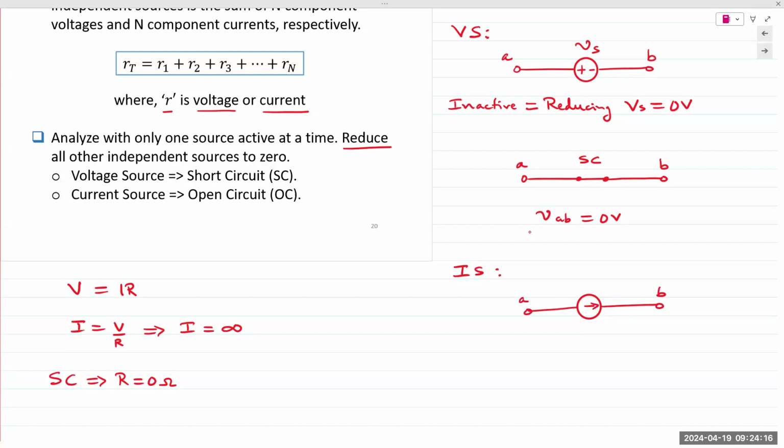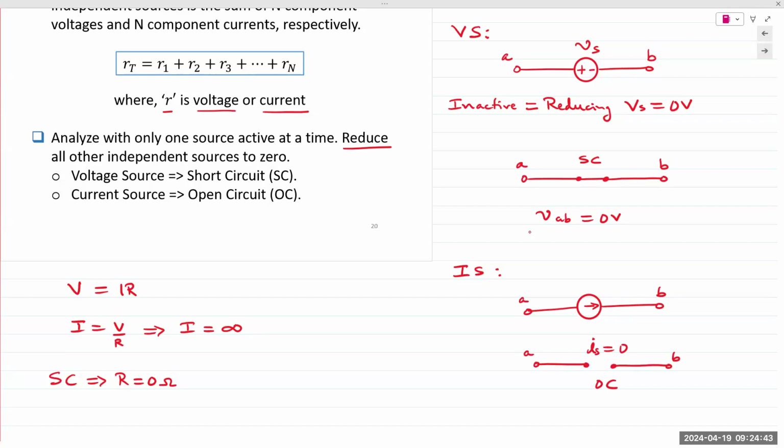Current is flowing from A to B. The only way to make IAB equal to 0 is to create an open circuit. And thus the current Is would be equal to 0. Open circuit. That's it.